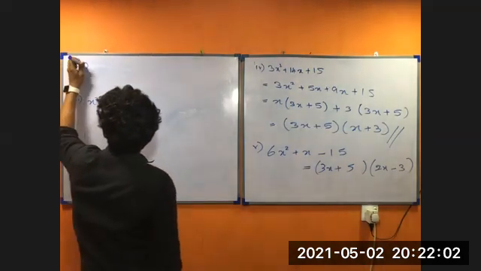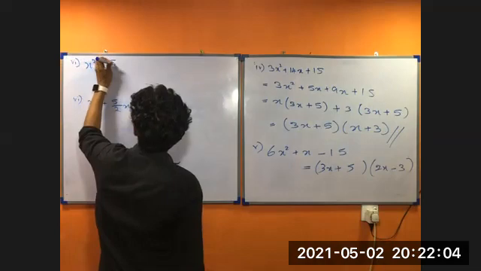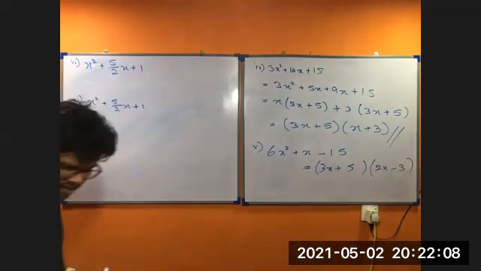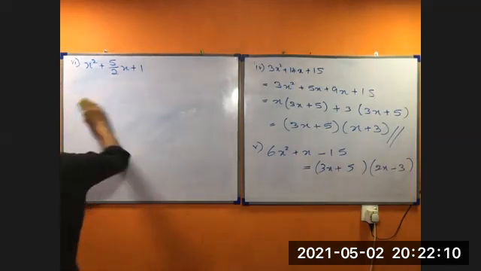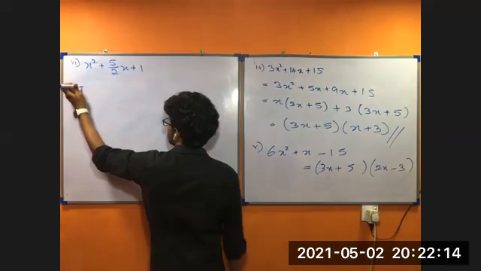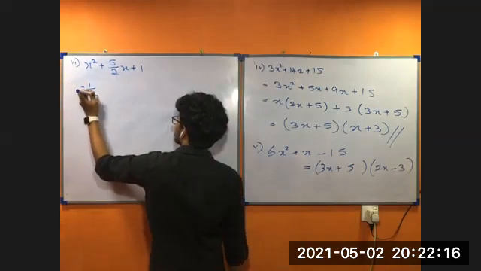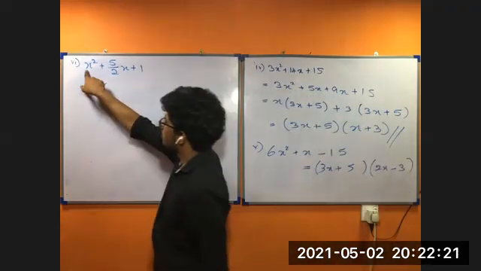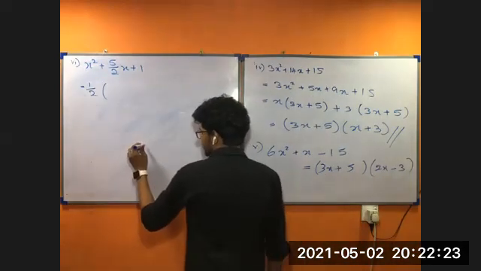So the sixth one, x squared plus 5 over 2x plus 1. Here, I don't want to work with these fractions. So what I will do is take this half outside. When you take a half outside, here I don't have a half.